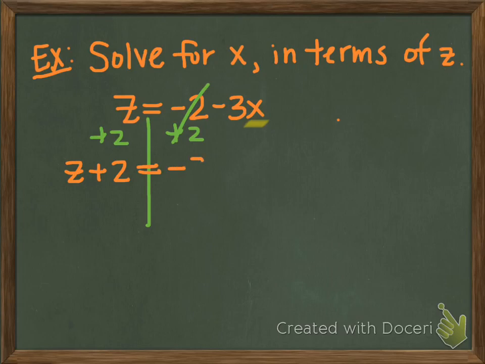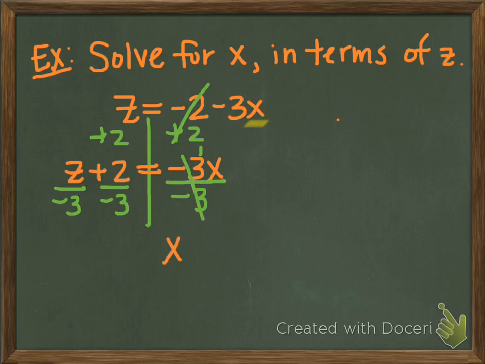On the right side, we've got that negative 3x. Make sure to bring that negative with it. Now I've got to get rid of that negative 3 in front of the x so that my x is alone. Remember, to get rid of a coefficient, you're going to divide both sides by that coefficient, and if you have more than one term on a side, you're going to divide every term by that, just like we did on the last example. Negative 3 divided by negative 3 is 1. 1 times x is x on the right, equals, on the left, I've got z and 2 both being divided by negative 3.